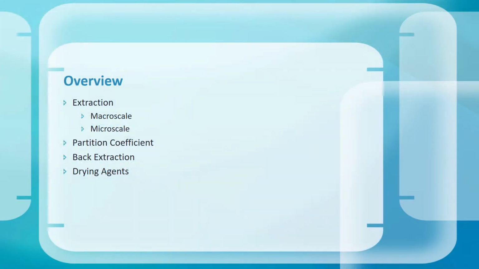We'll start with discussing the different kinds of extraction. We'll talk about what the partition coefficient is. We'll talk about what back extraction means, and we'll talk about drying agents.